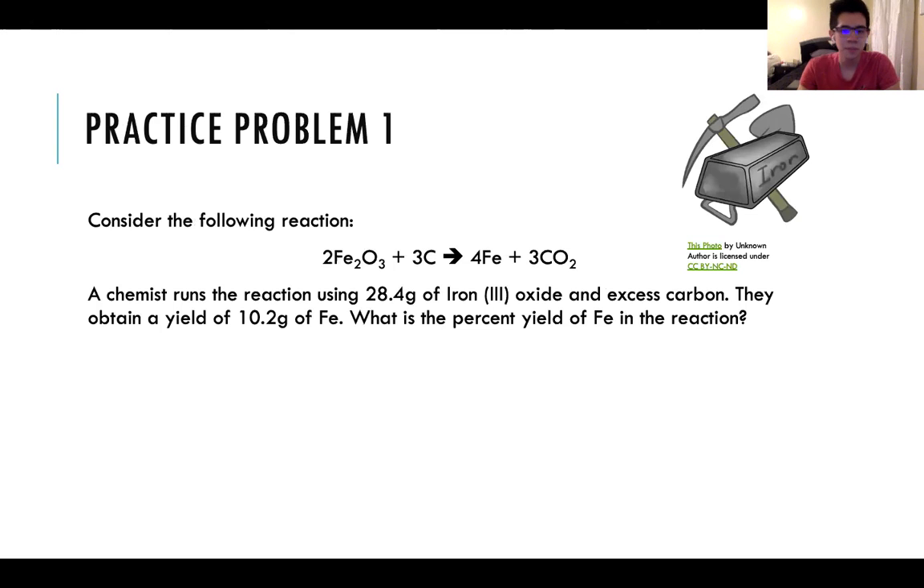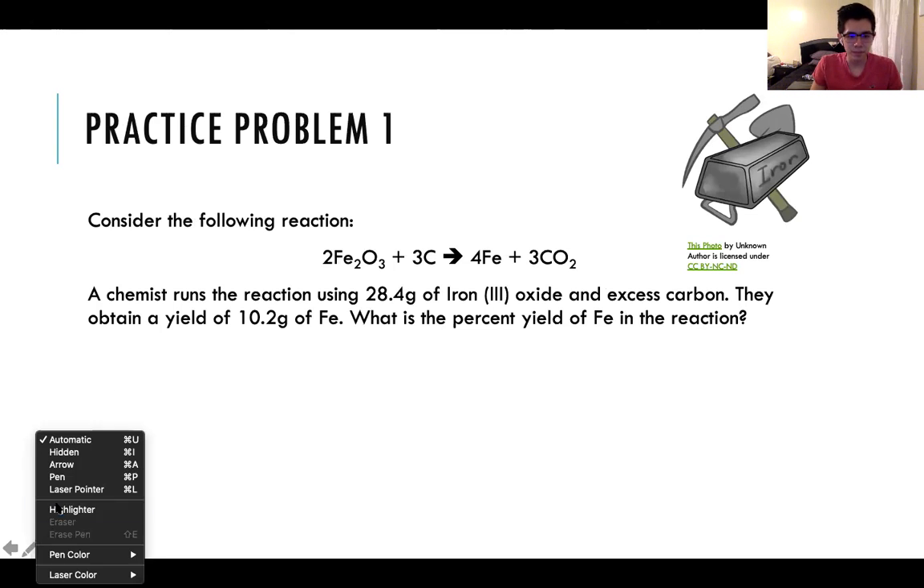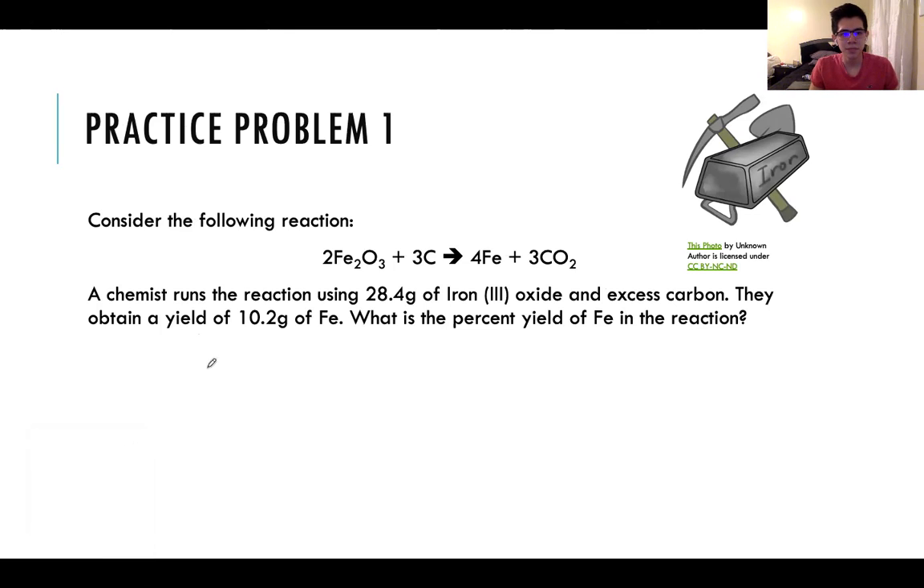So just to go over this a little bit, we're going to run through an example. Consider the following reaction. We have iron 3 oxide reacting with 3 solid carbon to make 4 solid iron and 3 carbon dioxide. A chemist runs the reaction using 28.4 grams of iron 3 oxide and excess carbon. These are important pieces, so I'm just going to underline them. They obtain a yield of 10.2 grams of iron. What's the percent yield of iron in this reaction?